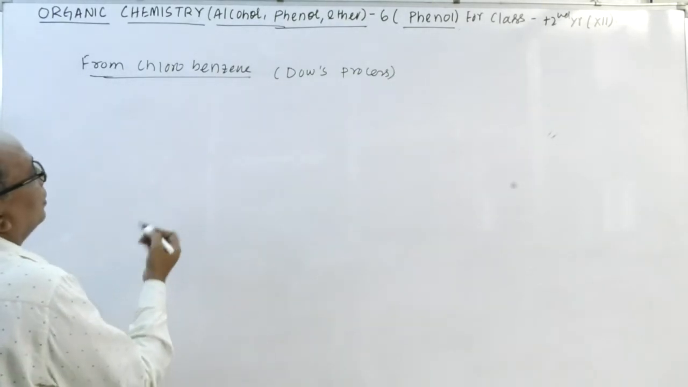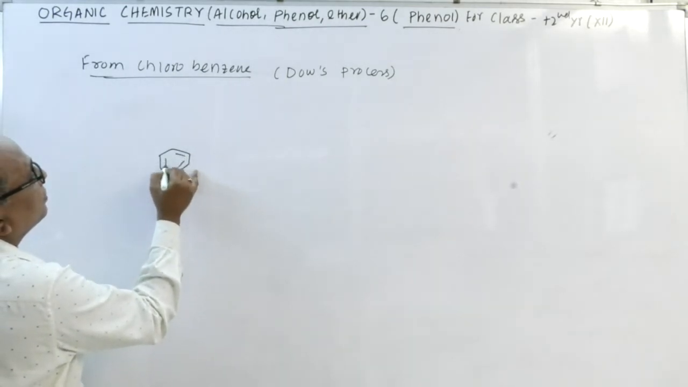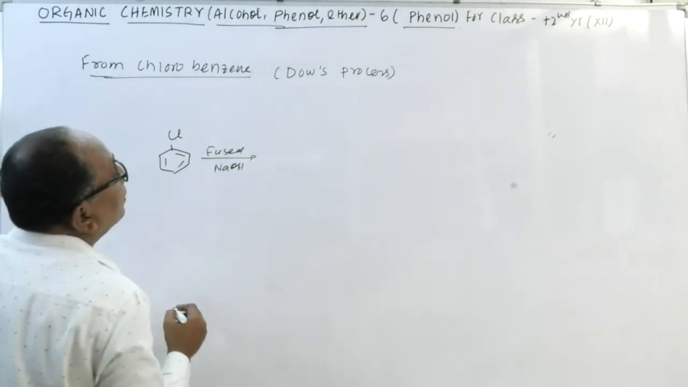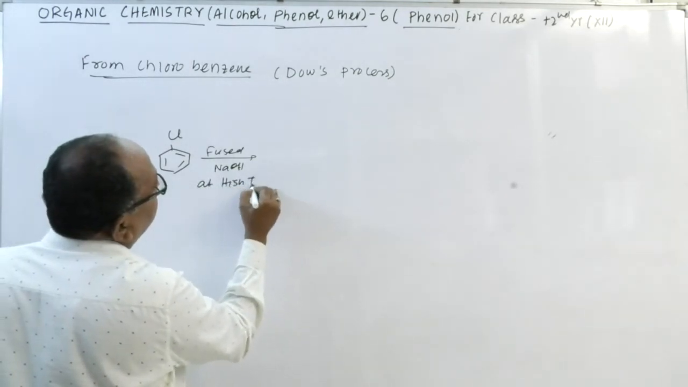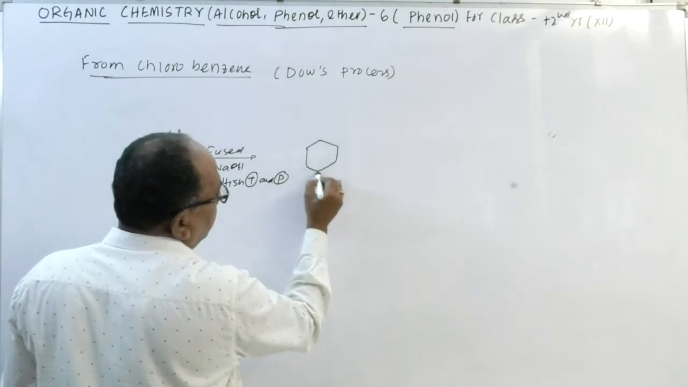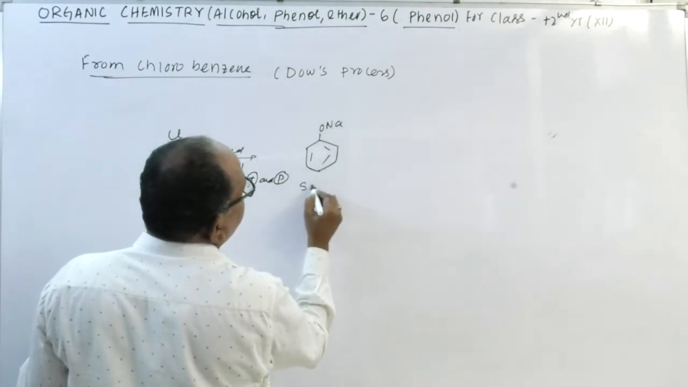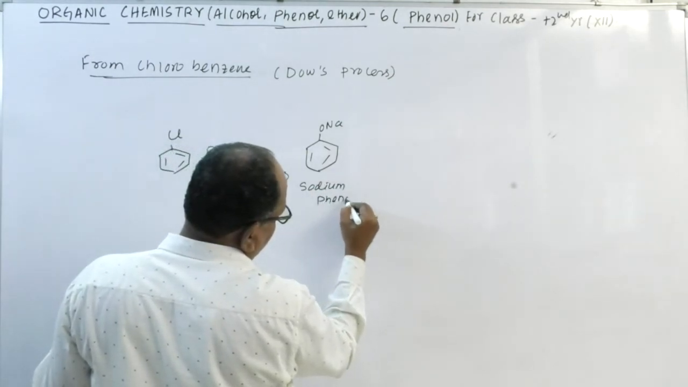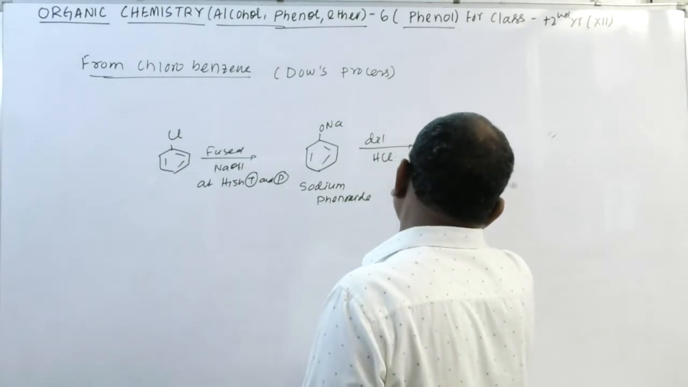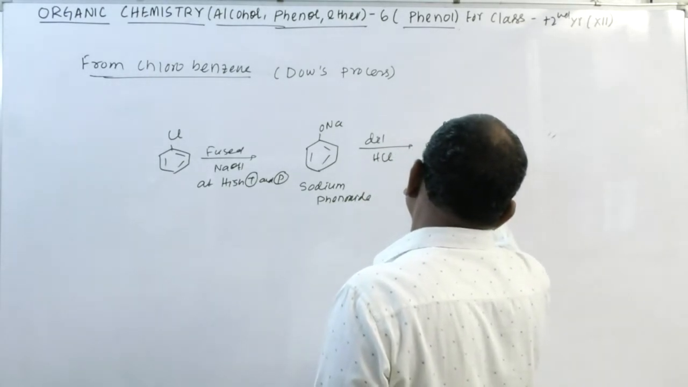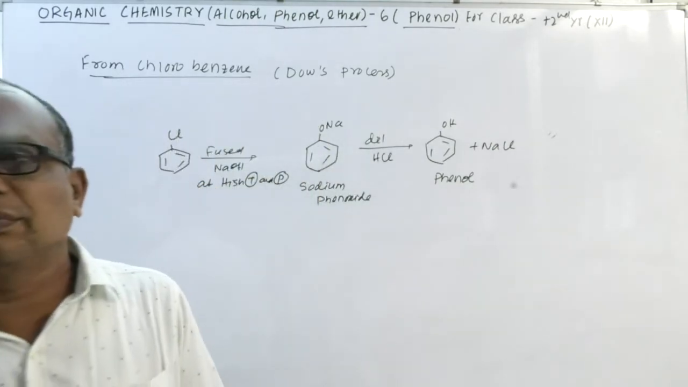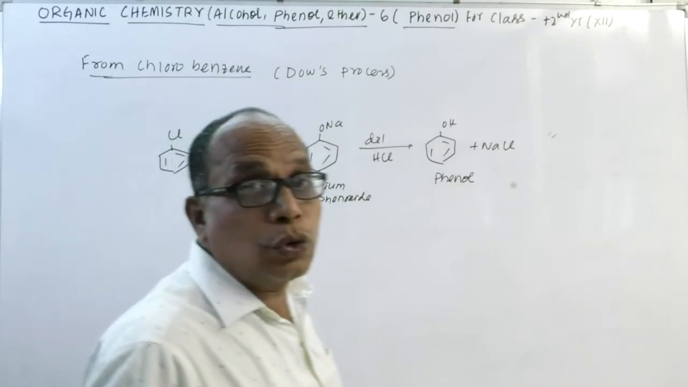In Dow process, the chlorobenzene is fused with sodium hydroxide at a high temperature and pressure. It gives you what compound? Sodium phenoxide, and this sodium phenoxide on dilute acidification gives you the phenol plus NaCl. So this is called your phenol. And this process is called Dow process.